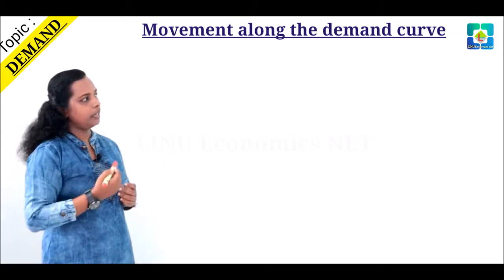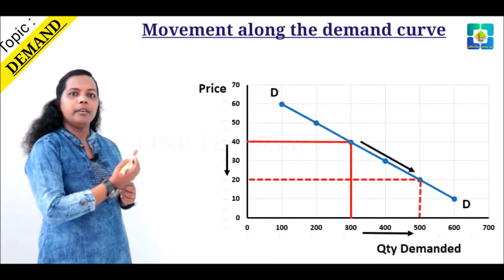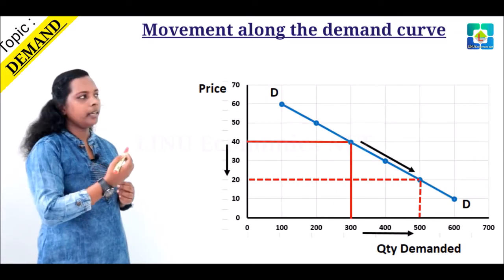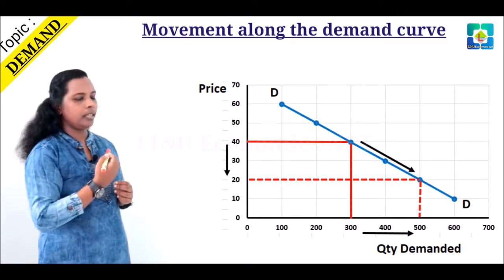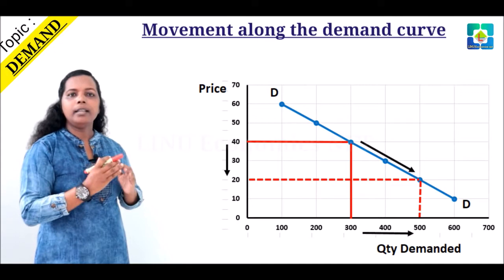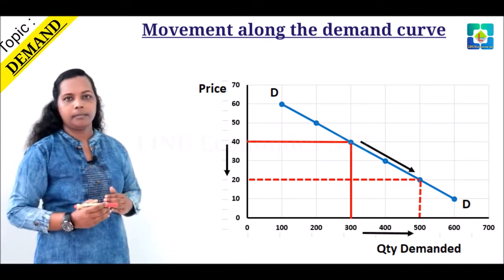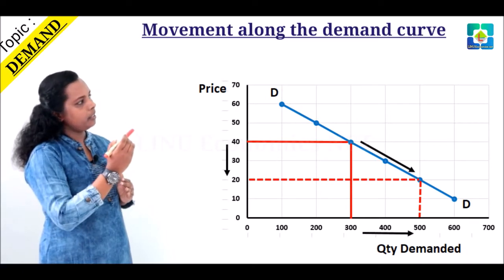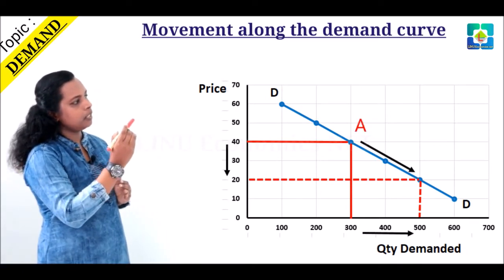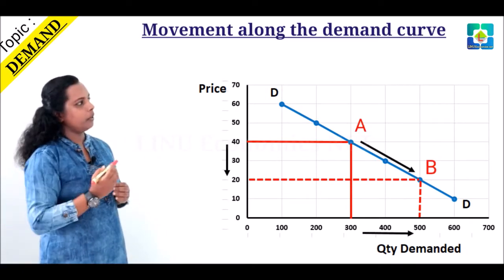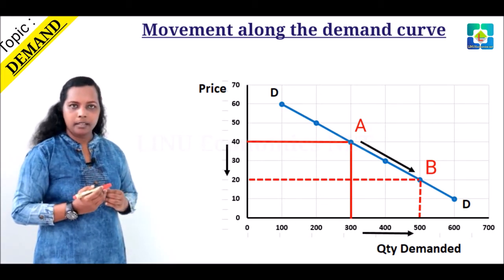Please look at this diagram. Here, the price of a product decreased from 40 to 20. As a result, the quantity demanded increased from 300 to 500 units. As a result, the demand is extended from point A to B. This is called extension in demand.